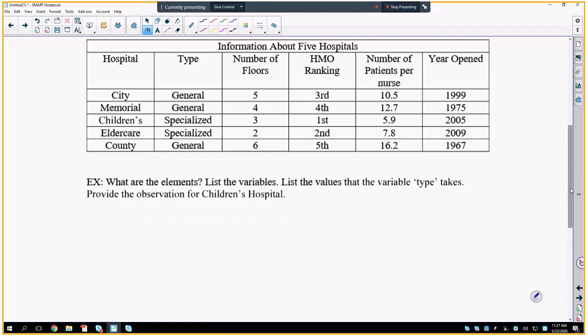So the elements, in this case, are going to be City, Memorial, Children's, Elder Care, and County. So these are the different hospitals about which we are collecting data. We're going to call those the elements.